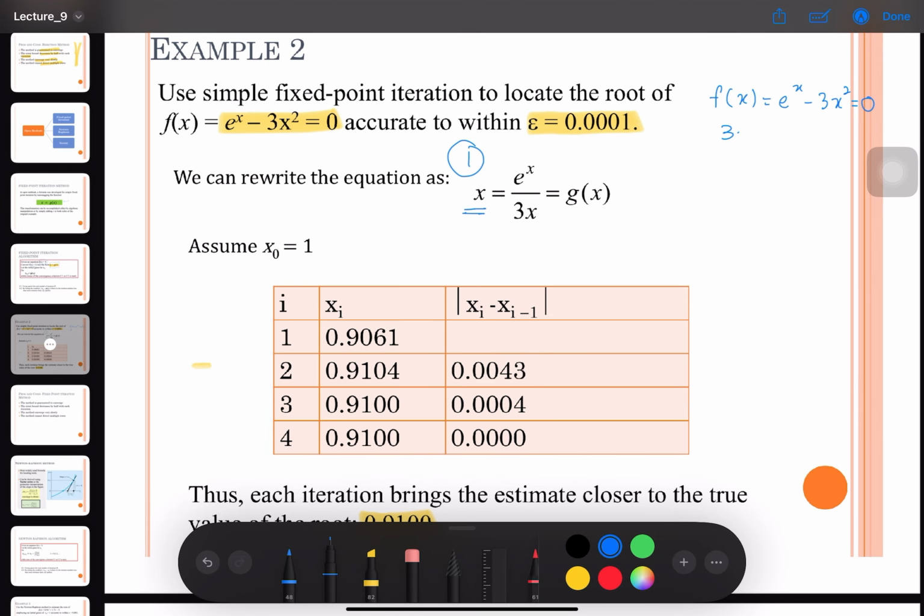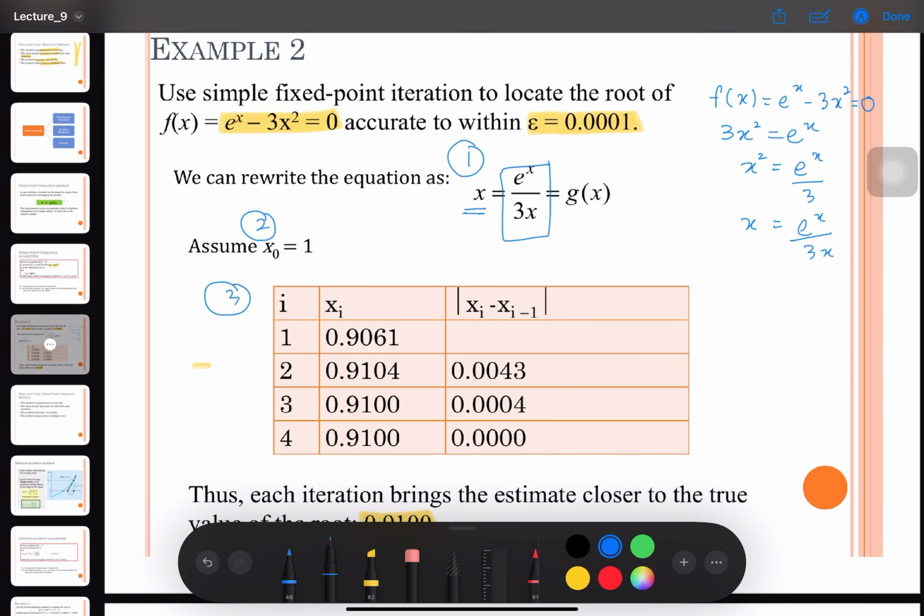So I will move 3x squared to the other side equals to e power of x. And then I want to find x only. So e power of x over 3. So my x will be e power of x over 3x. So that's why you get this one. So that one is the first step. Second step, assume x0 equals to 1. Sometimes they will give you the x0, but if they don't give you x0 value, usually you will use 1.